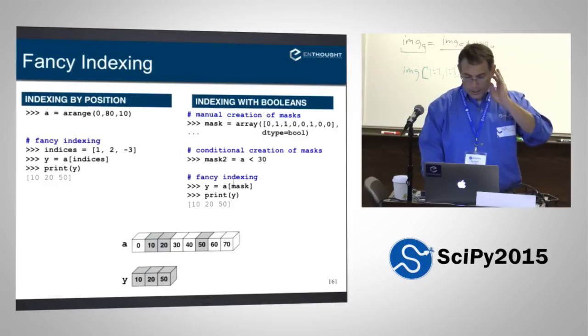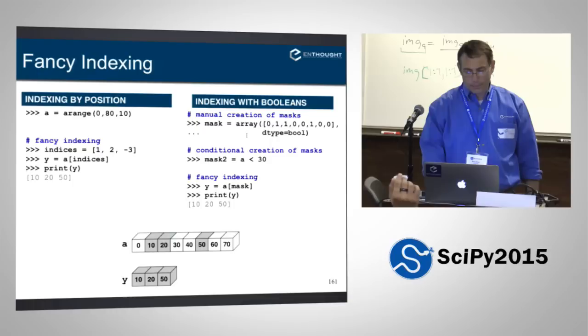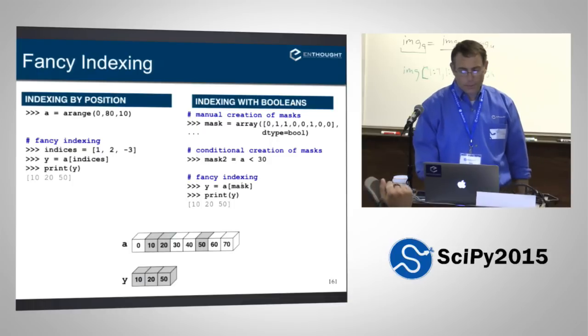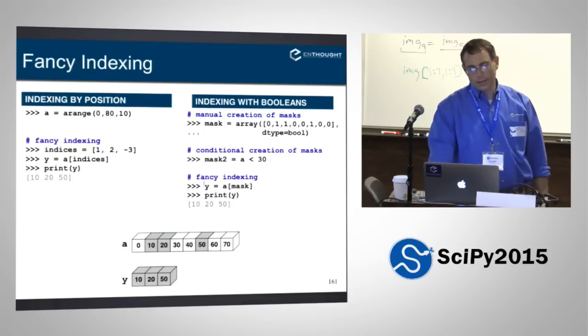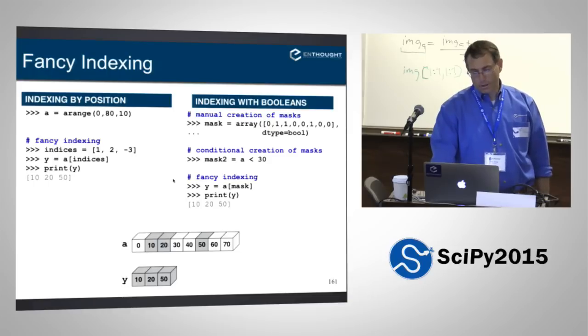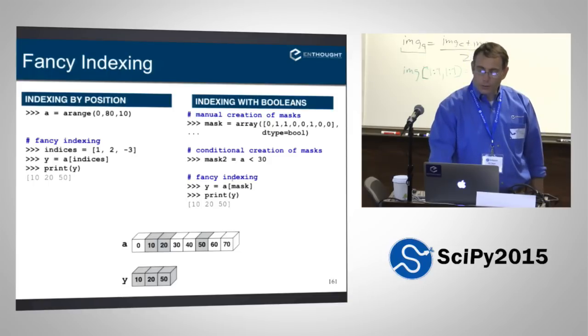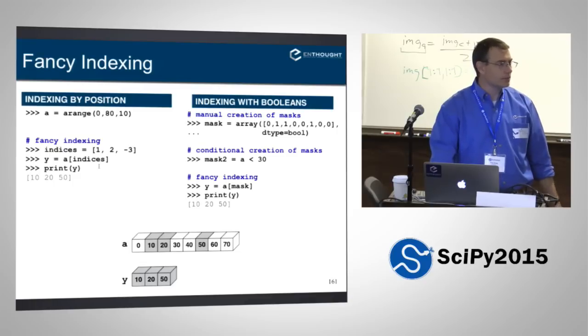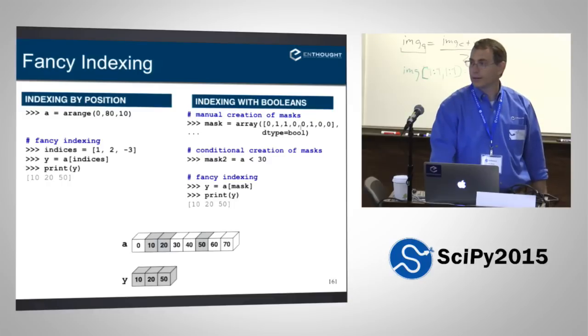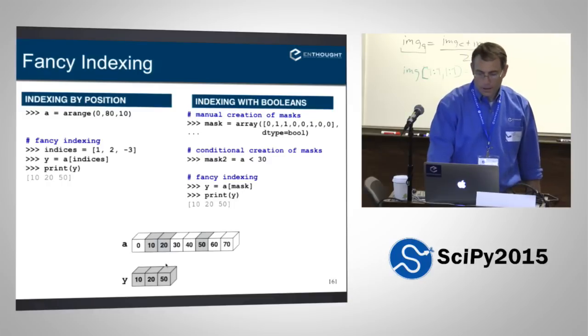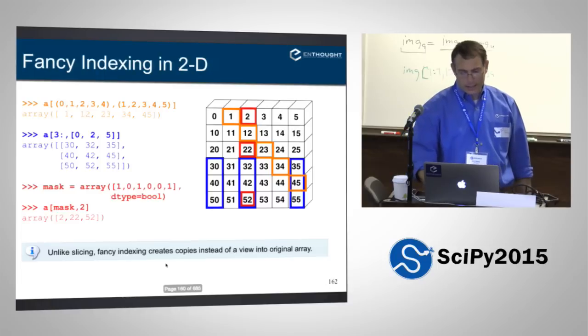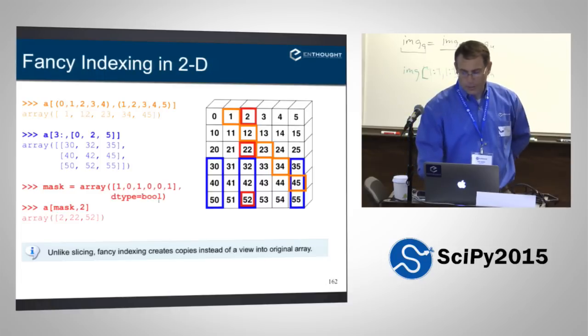So you'll grab that data, and often people will try to take these masks and convert them to indices. Most of the time, you don't need to do that. Only sometimes you need to. You can index directly with this Boolean mask that you've created. Okay, so that's fancy indexing, and you can use it in multiple dimensions here.